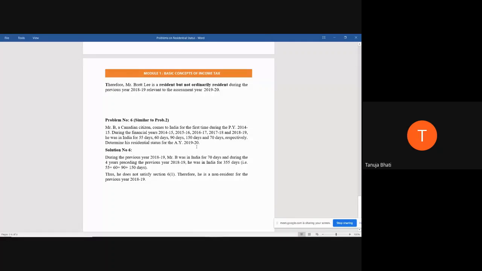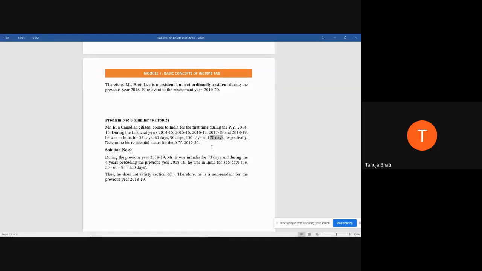Again, we are going to check the first basic condition, which says that his stay in the previous year should be 182 days or more. Now, what is the previous year? If the assessment year is 19-20, the previous year is 18-19. Here in 18-19, his stay is only for 70 days. Is he fulfilling the first? His stay in India should be at least 182 days or more. So the first basic condition is not getting satisfied.